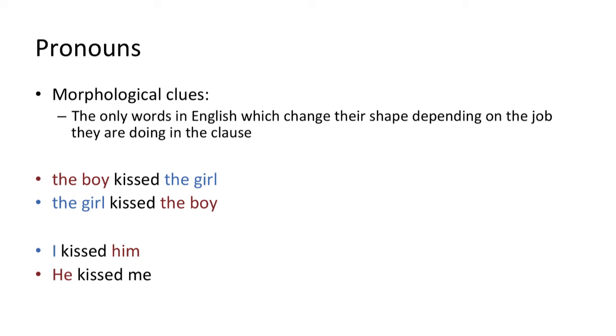If I say, I kissed him, then I'm the one doing the kissing and he's the one being kissed. If I say, he kissed me, then he's the one doing the kissing and I'm the one being kissed. You can see that the shape of the pronouns changes between the two sentences. The first person pronoun is I, if I'm the one doing the action, but it's me if I'm the one having it done to me. And the third person pronoun is he, if he's the one doing the action, but it's him if he's the one having it done to him. We say that pronouns have different subject and object forms.